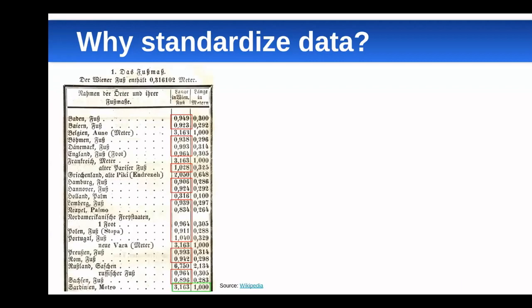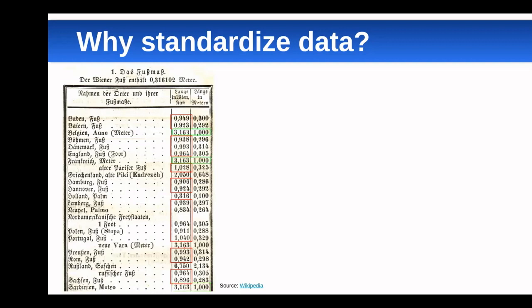All right. So why standardized data at all? This is a table that was taken, I think, from a school book in Vienna from the mid-19th century. We're just comparing units across different countries in Europe. And you can see that in red, you have different countries that use the foot as a unit. Even though each country uses what they call 1 foot, the actual length of it varies quite a lot compared to the Austrian foot, because that's a table that was produced in Austria, right?